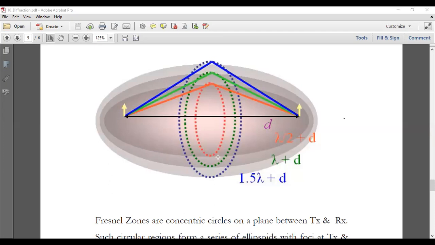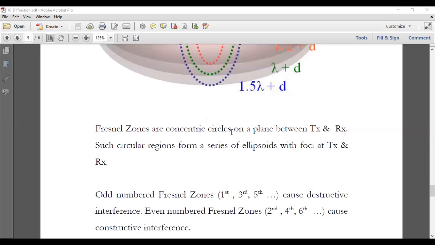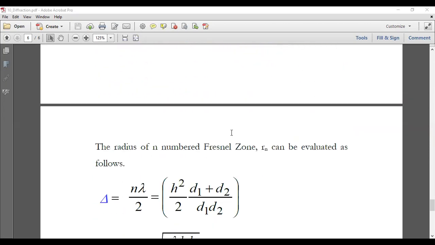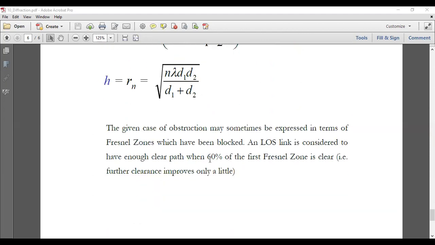That can cause an effective LOS link. Sometimes it is considered 55%. 55 or 60% of the first Fresnel zone should be made clear. But you can use even higher tower heights, creating say 80% clear Fresnel zone. That would unnecessarily increase the cost on the towers. When you have 60% clear, it's good enough. Don't waste money for further clearance.